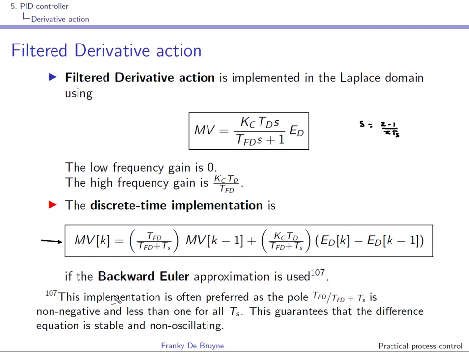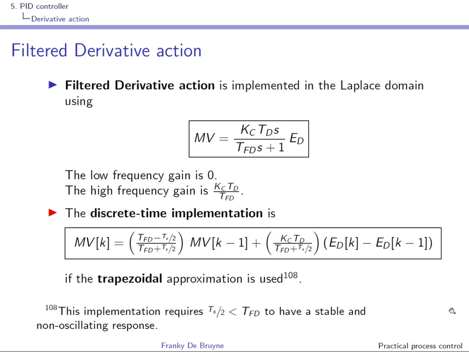This implementation is one that is liked because you can see here that the pole is Tfd over (Tfd plus Ts), so it is non-negative, because of course Tfd is positive, and it is less than 1 for all Ts. This guarantees that the difference equation is stable. The pole is less than 1 and it is positive, so the implementation will be non-oscillating.